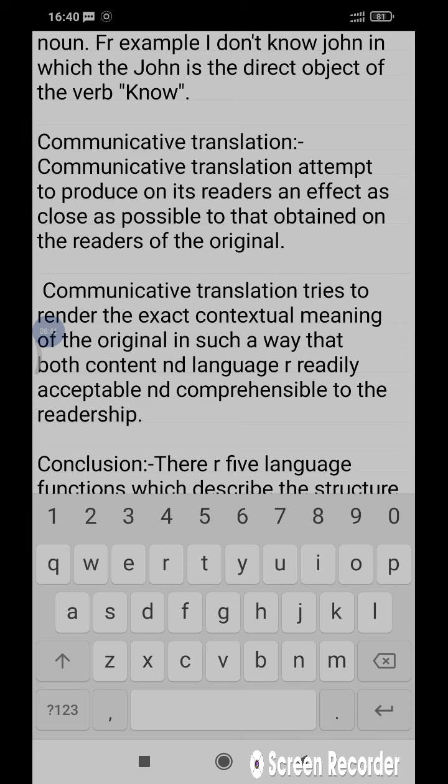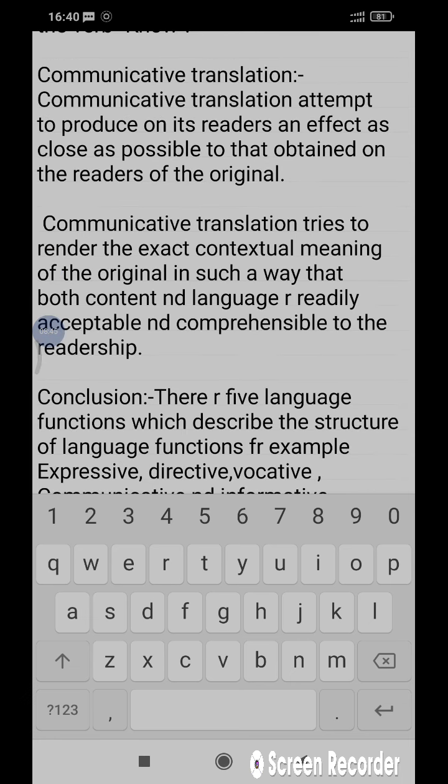A communicative translation is about when we try to explain the meaning of the sentence while we are reading a book or a novel. There is a sentence, and when we try to explain the actual meaning of the sentence, it is the communicative translation.